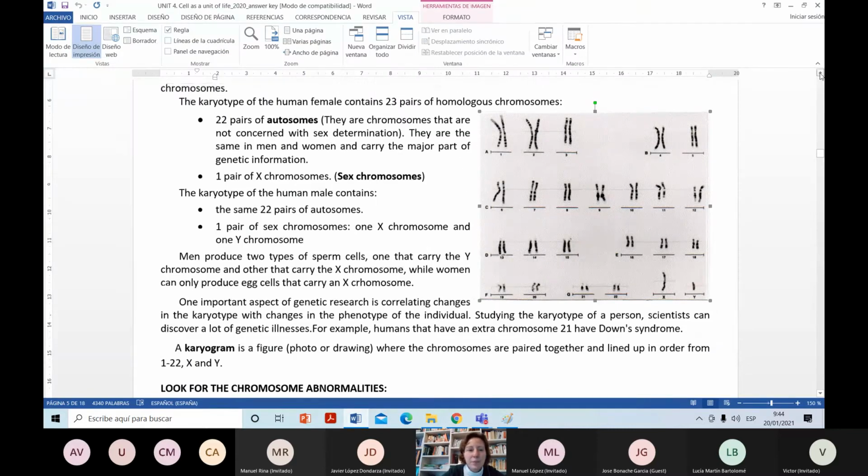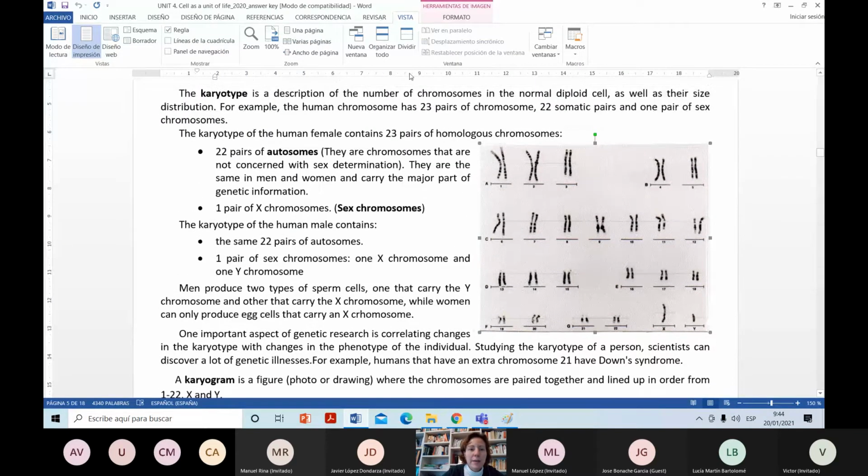We've got it here. The karyotype, which is this, refers to the description of the number of chromosomes in the normal diploid cell. It also describes the size and the distribution.